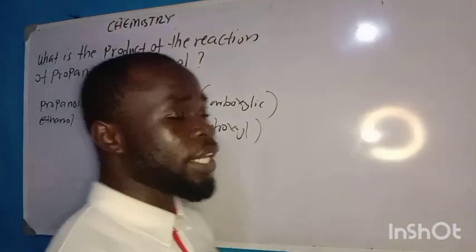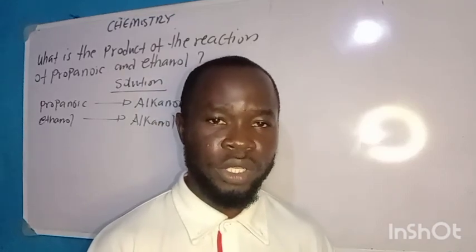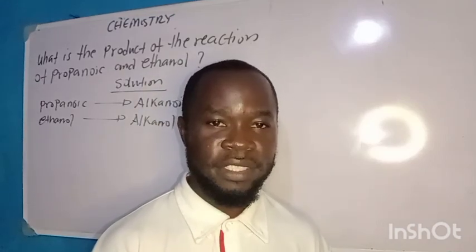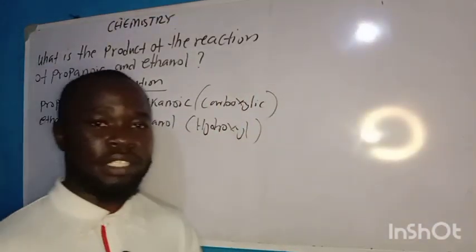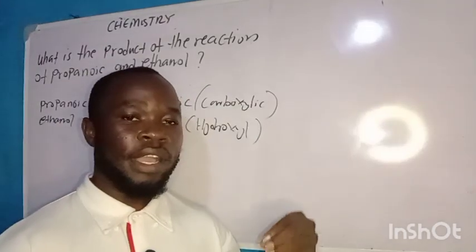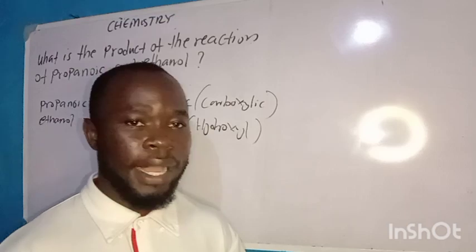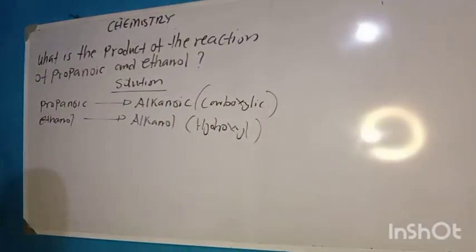Now you have to take note. When a carboxylic compound reacts with a hydroxyl compound, what is going to be the product of the reaction? Of course, it's going to be an alkanoate, or ester, right? So recall that we define esterification as the reaction of a carboxylic compound with an alkanol to yield an alkanoate and water. So water is going to be part of the product of the reaction.